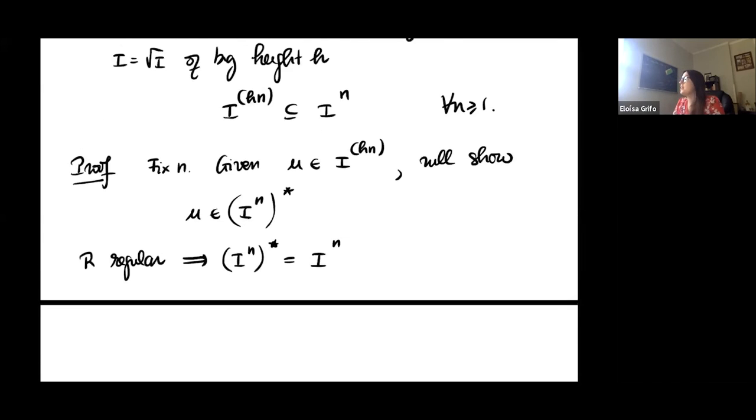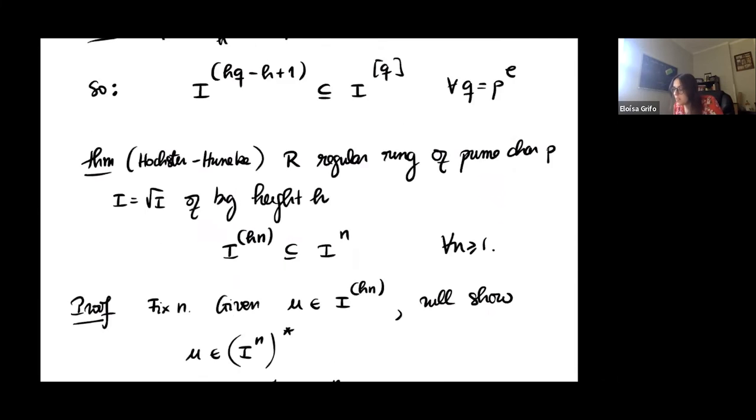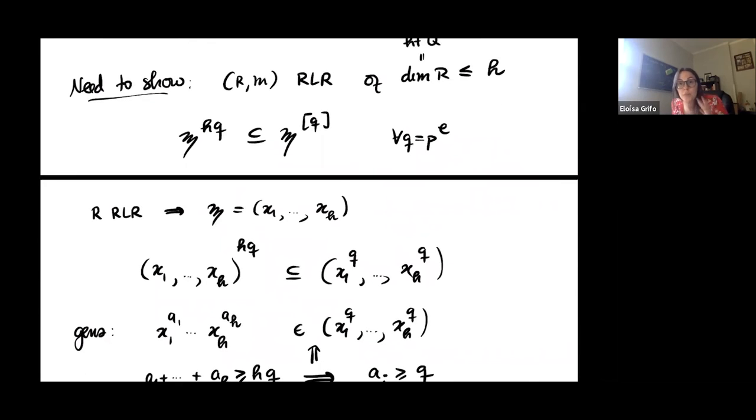That's right. So I see a question in the chat. The maximal ideal should be generated by as many elements as the dimension of R. That's correct. So if we go back here, this is what we used in this proof, right? We had reduced the problem to the local setting. And we had a regular local ring. So this maximal ideal was generated by as many elements as the dimension of R.